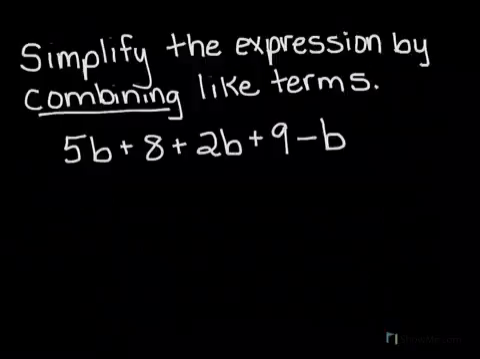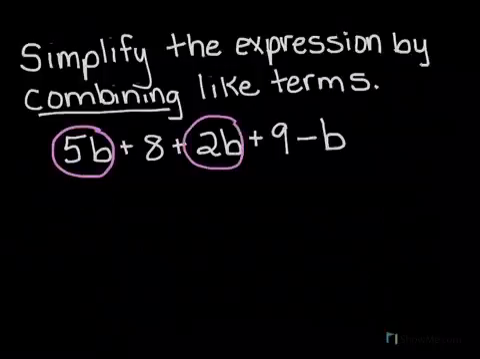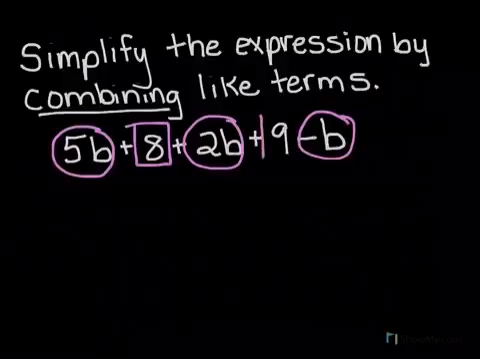So I want to combine anything that is the same. So here I see 5b, I see 2b, and I see b. So I'm going to combine these terms. So I've circled those. I'm also going to take a look at some others that are the same. So I see 8 and I see 9. Now I'm going to combine.